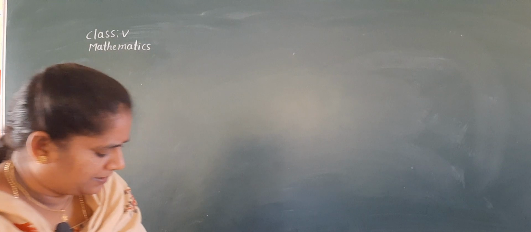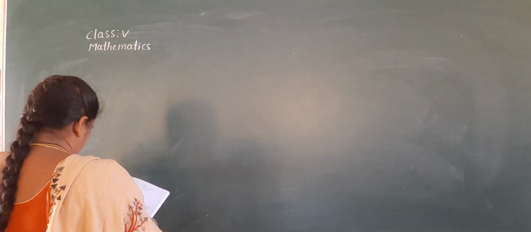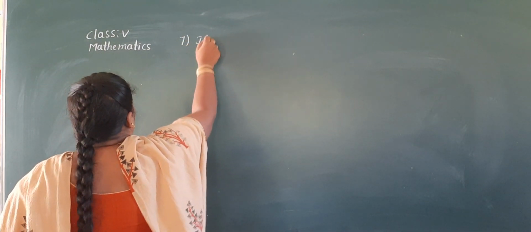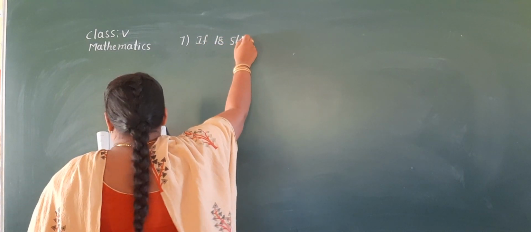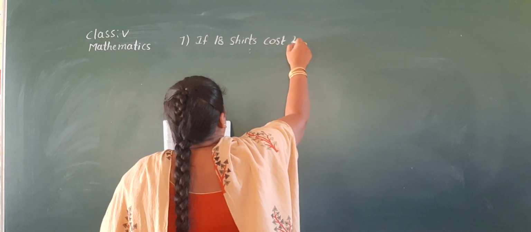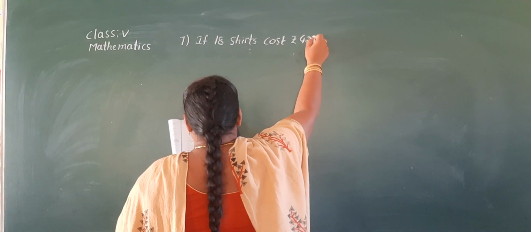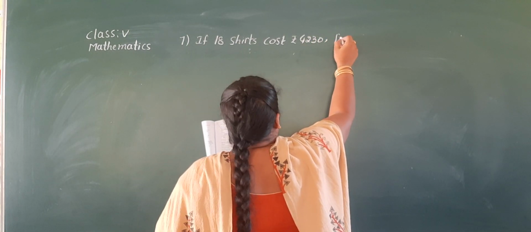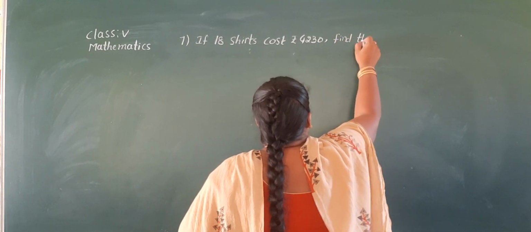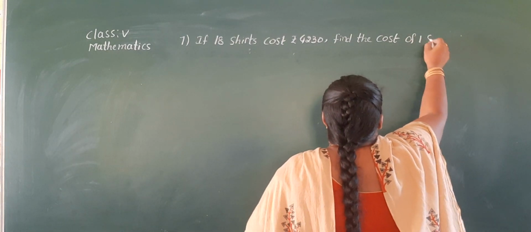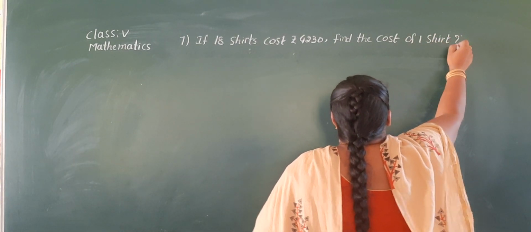Write down the seventh problem, children. If 18 shirts cost 4,230 rupees, find the cost of one shirt. Find the cost of one shirt.